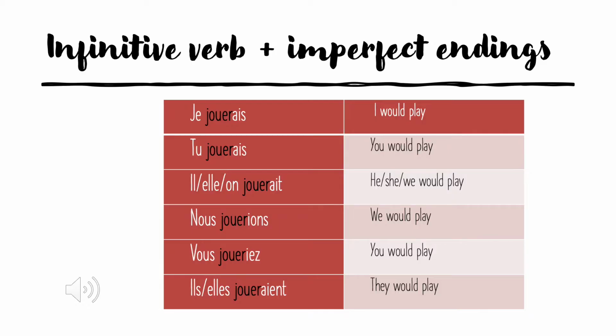Now, if you already know your verb endings for the imperfect tense, you will find this tense quite easy. For regular verbs, all you have to do is start with the infinitive form of the verb, and remember the infinitive form is the verb as you find it in the dictionary, ending in either er, ir, or re. So you take that infinitive verb and you add the imperfect endings, like you can see in this table. So, je jouerais, tu jouerais, etc. So basically, your conditional rule is a combination of the rules for the future tense and the imperfect tense.